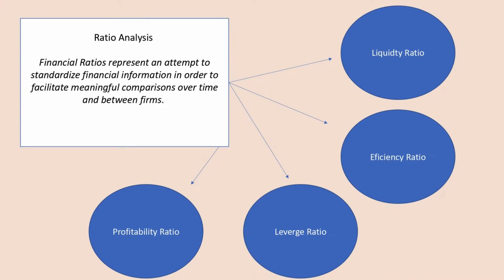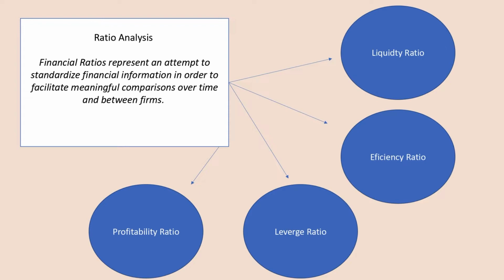Ratio analysis. Financial ratios represent an attempt to standardize financial information in order to facilitate meaningful comparison over time and between firms. There are so many ratios, but here I will explain the meaning of 4 kinds of ratio. First is liquidity ratio. It measures the ability of the firm to meet its short-term financial obligations. Second, efficiency ratio. It provides a basis for assessing how effectively the firm is using its resources to generate sales.